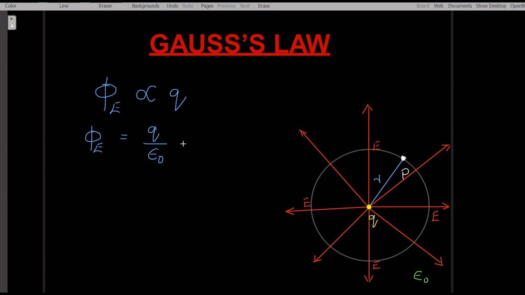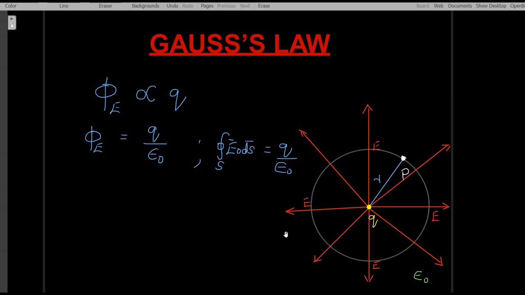This can also be represented as integration over a closed surface E dot dS. These are vector quantities, which is equal to Q by epsilon naught. What is electric flux? Electric flux is the total normal electric field lines crossing through a surface.